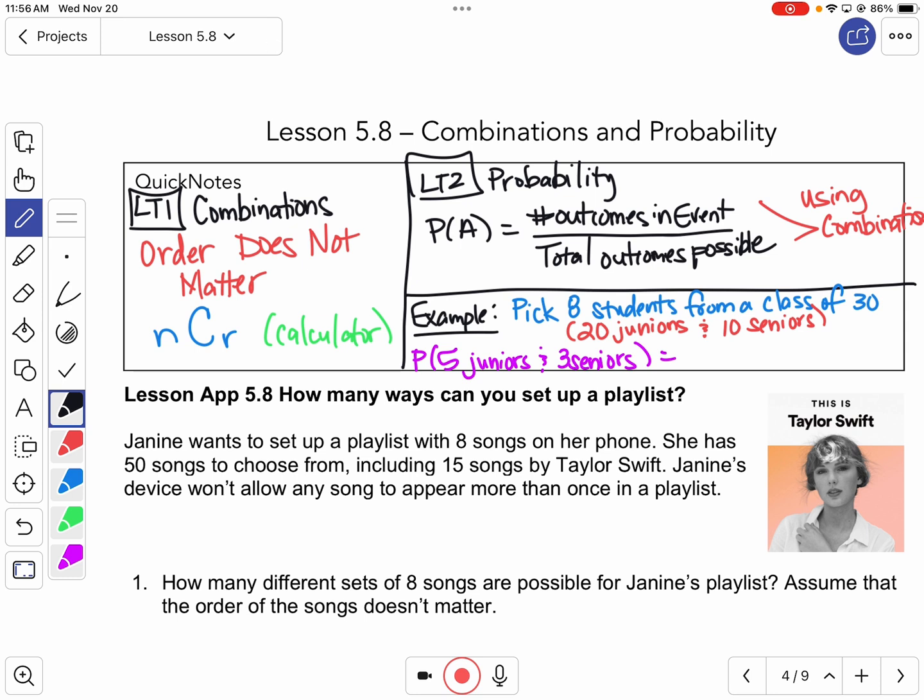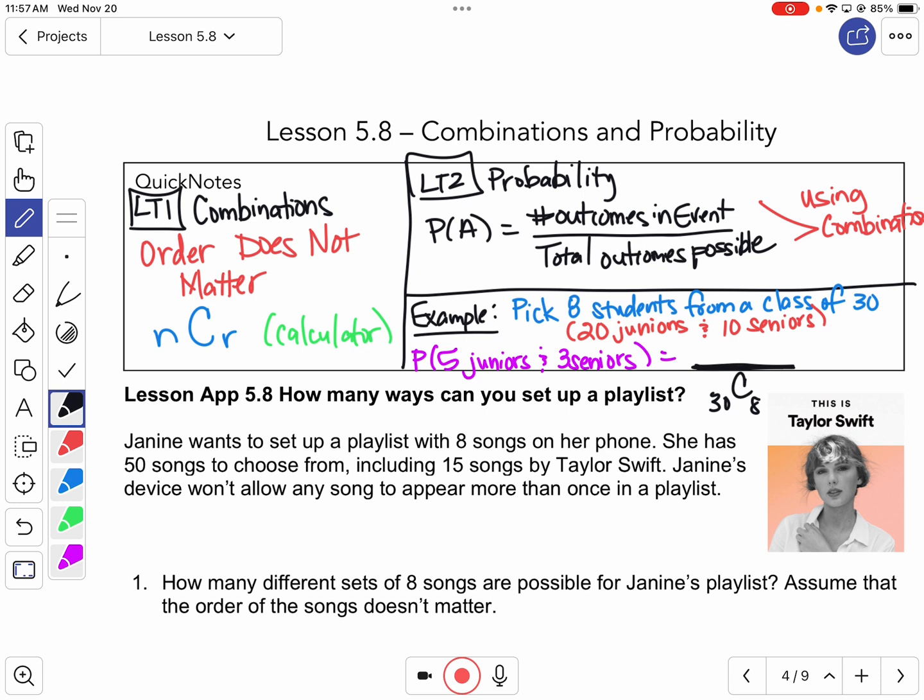Brooklyn. You already know what I'm about to say. All right. So, let's talk about my total number of students in the class. So this is going to be a combination. How many students are there in the class? And how many total am I choosing? 8. Okay, so that's going to be my denominator. All right, 30, and I'm choosing 8.